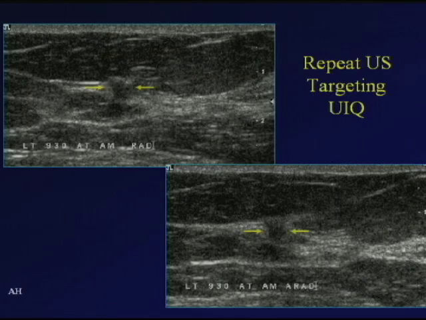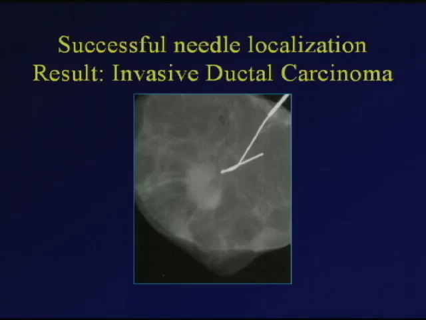And here we see the mass. We've localized it at 930 at about the level of the areolar margin on ultrasound. So it's in the upper inner quadrant. And this, by the way, was an invasive ductal carcinoma, and those were speculations that we saw on the mammogram.